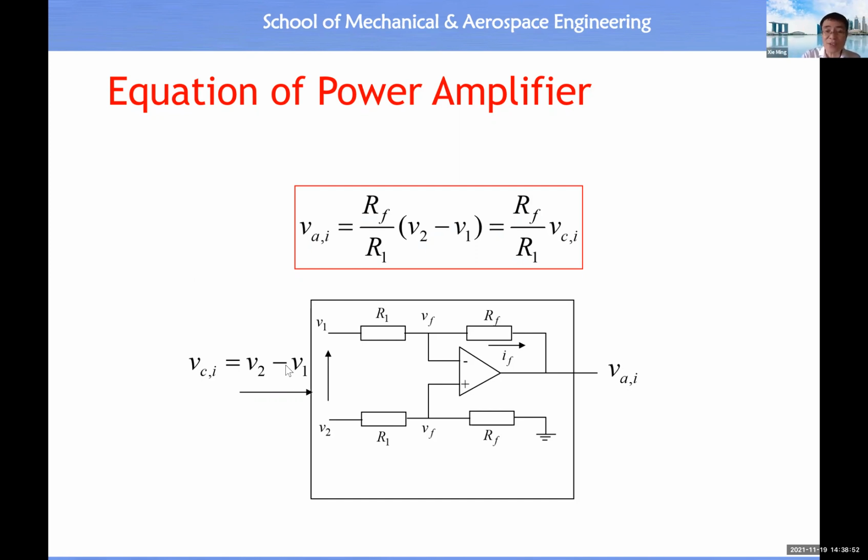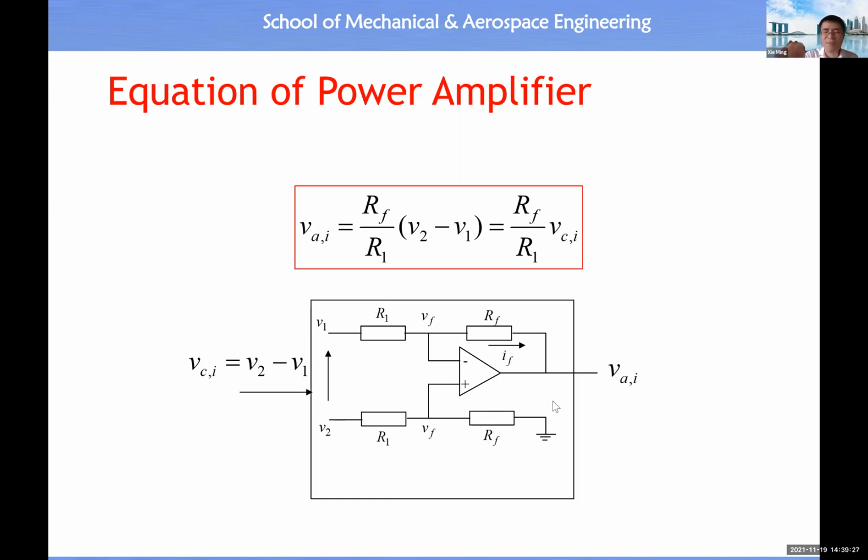Okay. Then what is the relationship? If we follow this diagram, I guess it's quite easy for you to work out this solution. From the bottom branch, you see this voltage V2 divided by R1 plus RF equals the current. Then this current times RF will give you the VF. Then V1 minus VF gives you the current. Then this current times RF gives you this voltage drop. Then VF minus this voltage drop gives you the output voltage.